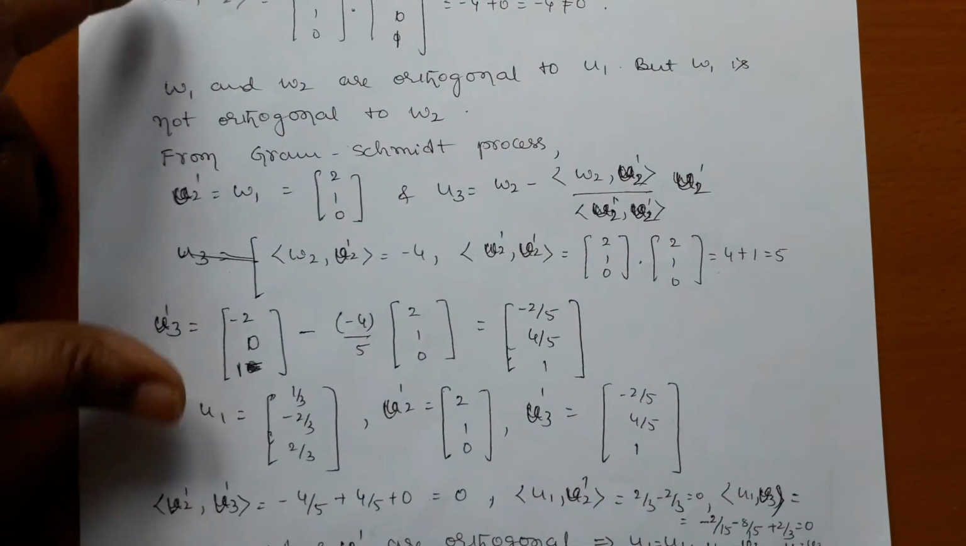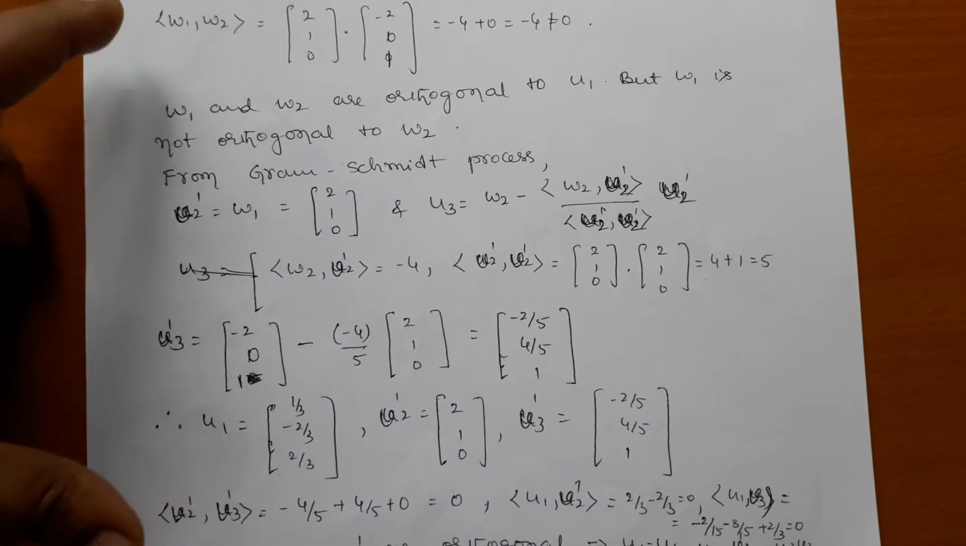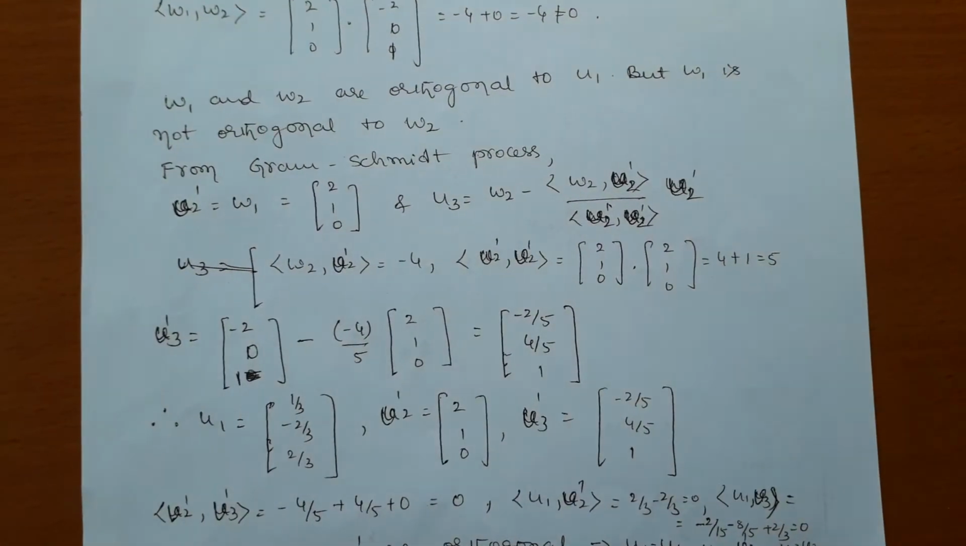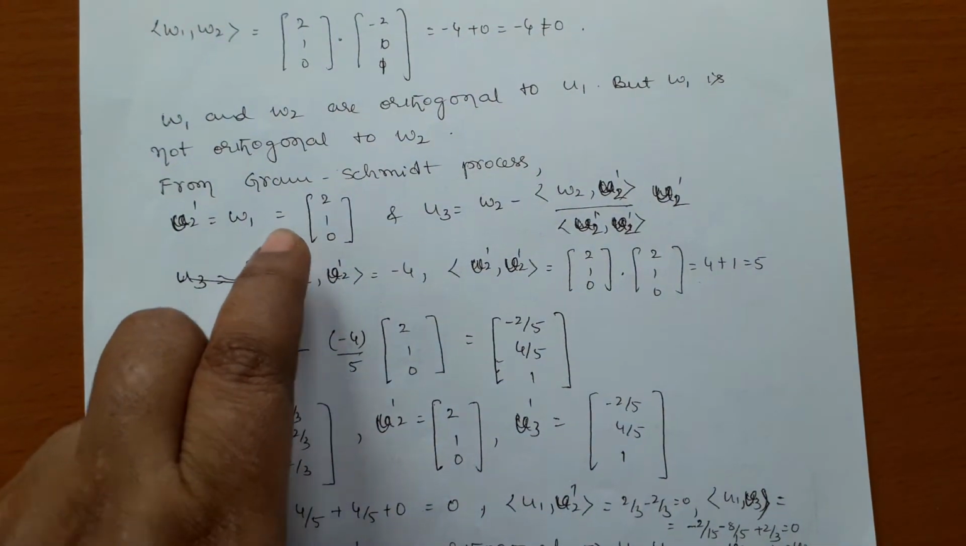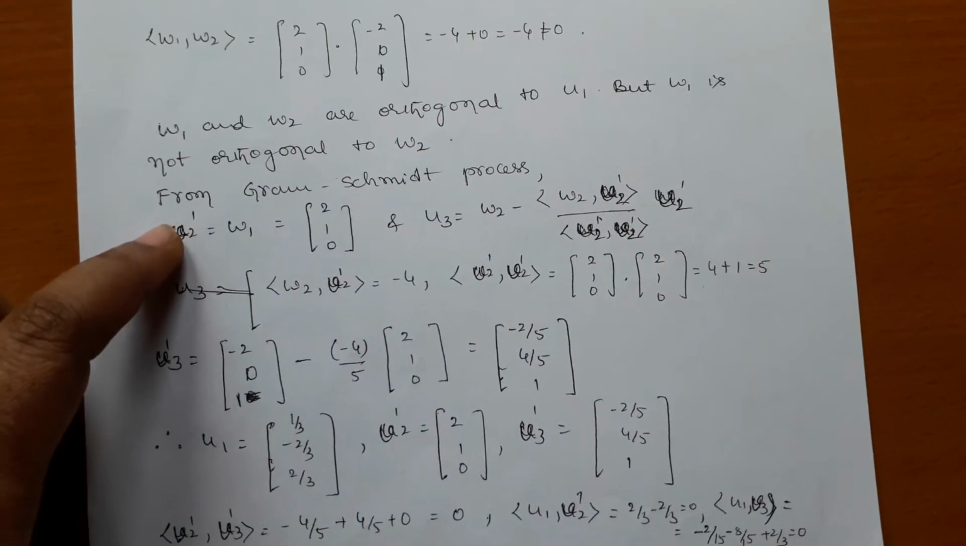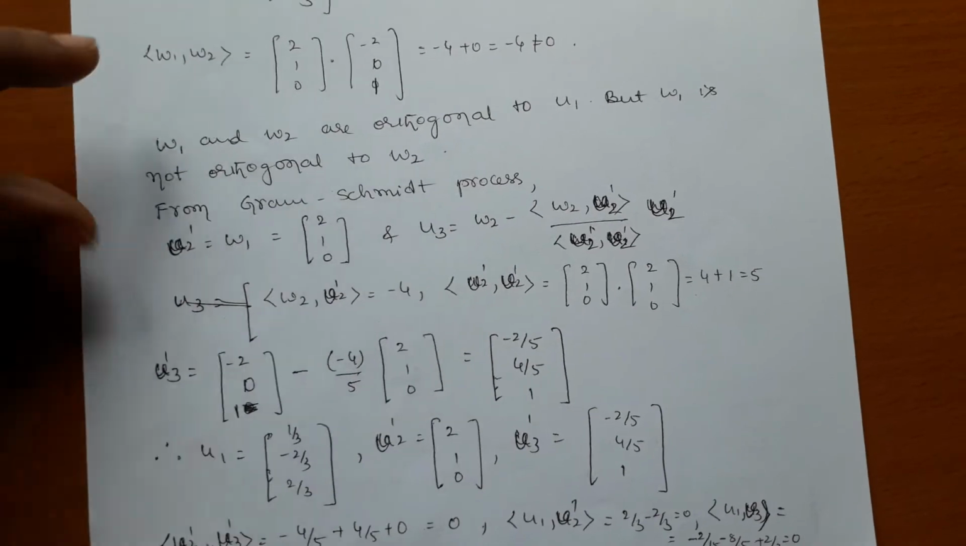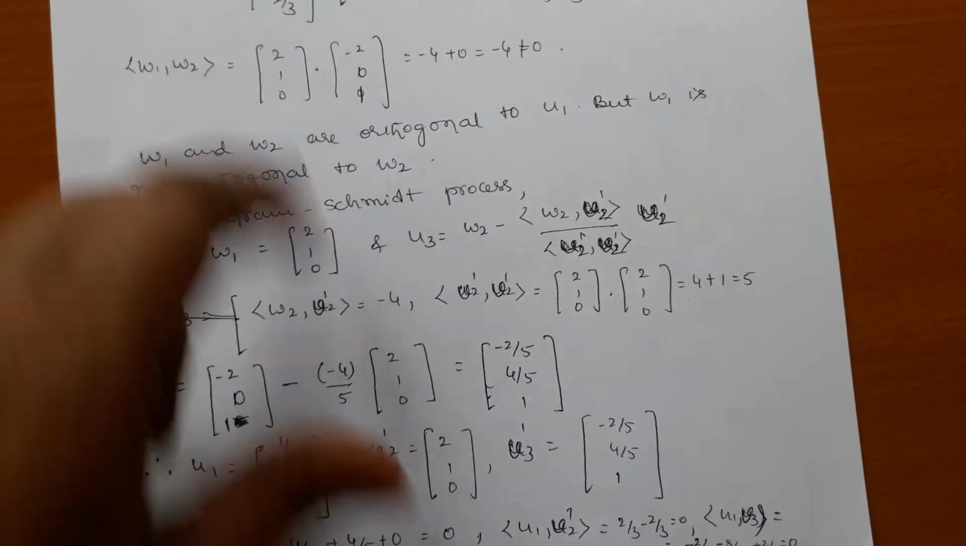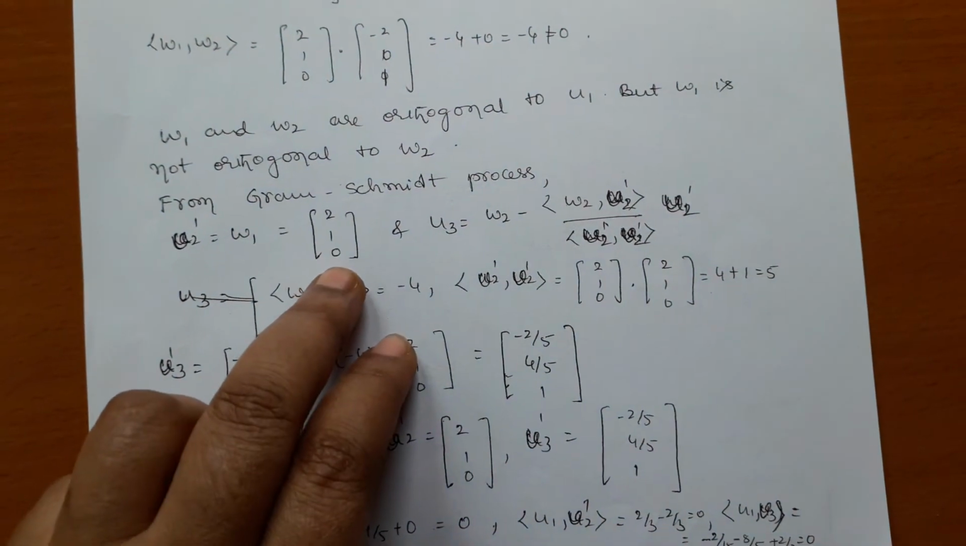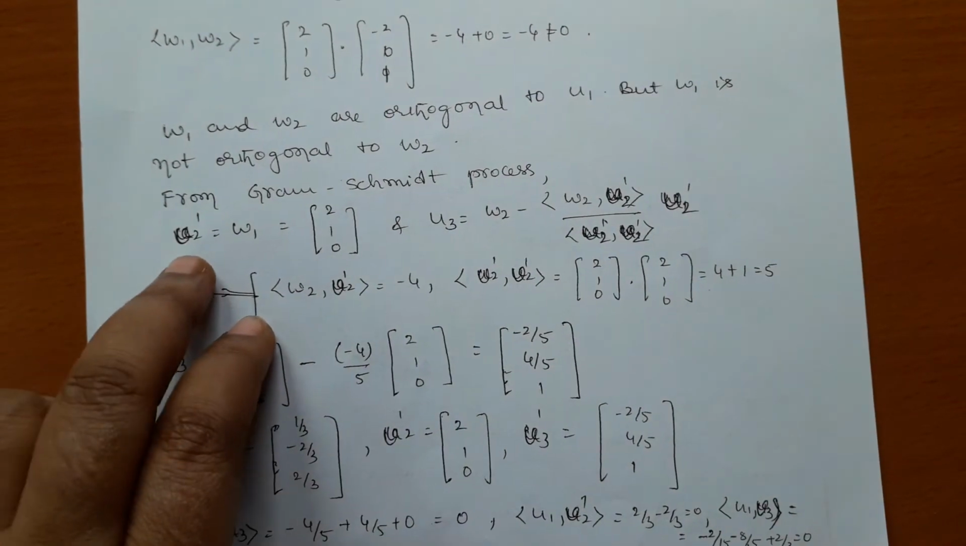What are not orthogonal? W1, W2. Pick W1, W2 and use the Gram-Schmidt process to find out. Therefore, V2 prime is nothing but my W1. I have to initialize, right? 2, 0. Then you find out this is my U2.